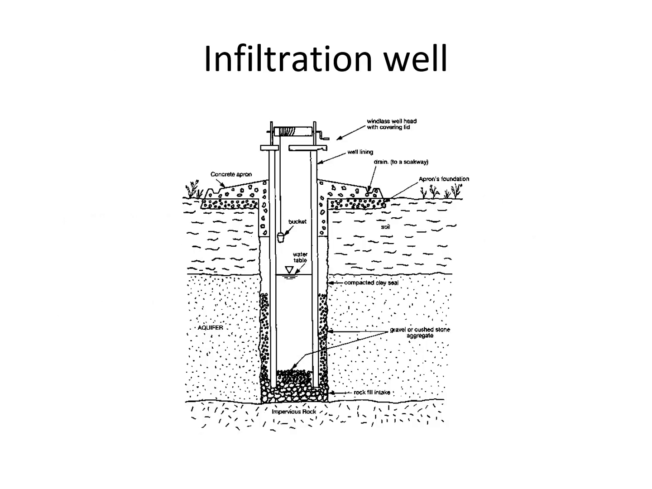Then infiltration well. This is the picture of the infiltration well. The parts of the well are bucket, well lining, drains, then concrete aprons. The water is collected from the infiltration well by using the bucket.